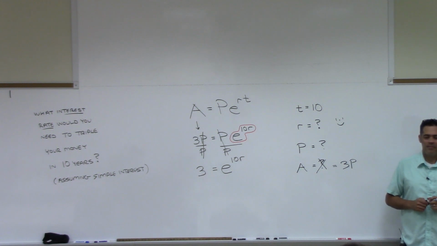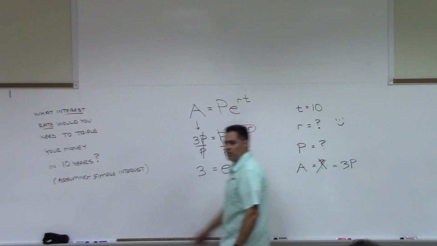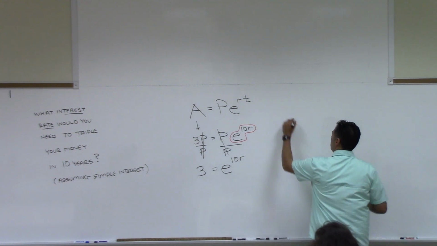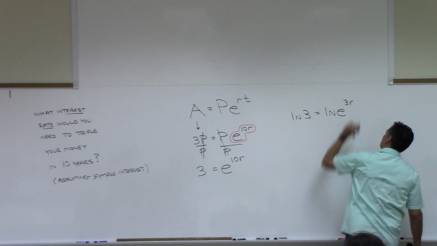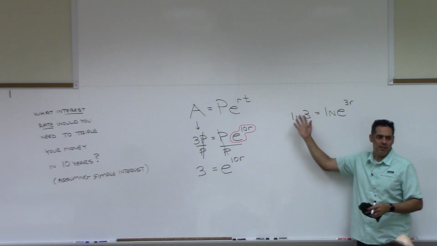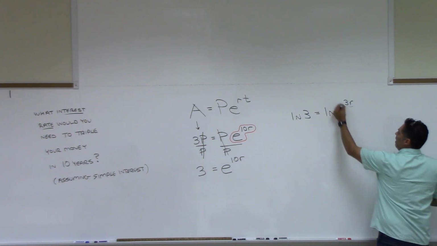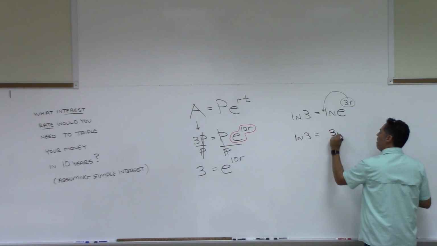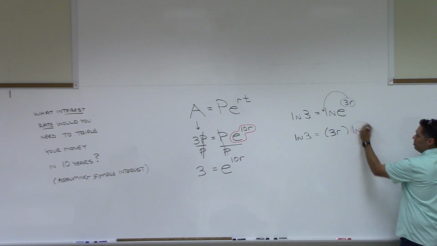With me? How do you get that 10R down now? Natural log on both sides. So I'll have natural log of 3 on the left side equals natural log of E to the 3R. Okay, so it's a little bit different than before. In the previous problems, this stuff was on the left side and the other stuff was on the right side, but it doesn't matter, right? It can be on the right or left. This can now drop in front. I have natural log 3 equals the 3R drops in front, then I have natural log of E, right? That turns into a 1.